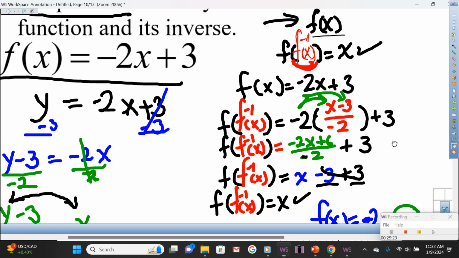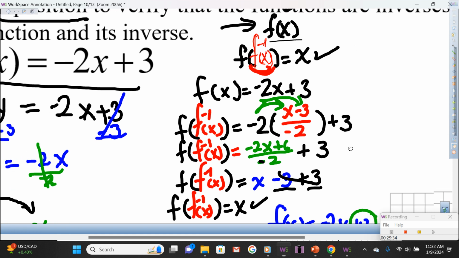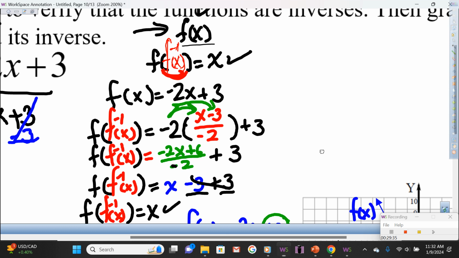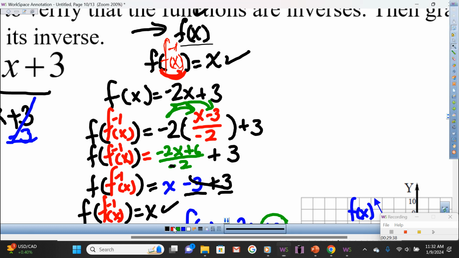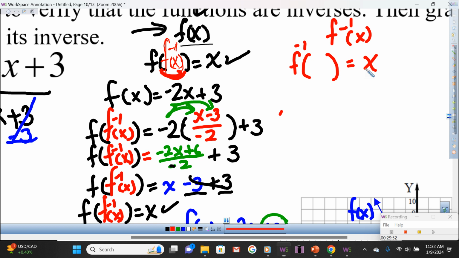So that was only f of x. Now we're going to check f inverse of x. So over here, I'm going to write f inverse of x. And what are we going to check? That f inverse of x is equal to x at the end. But now, instead of x, what are we going to substitute? F of x.